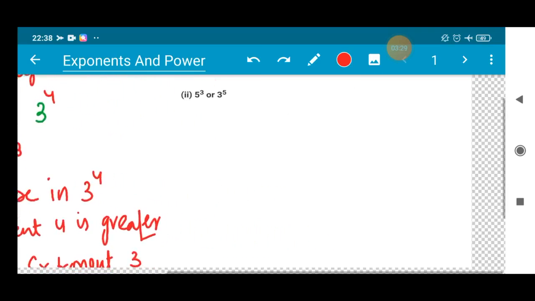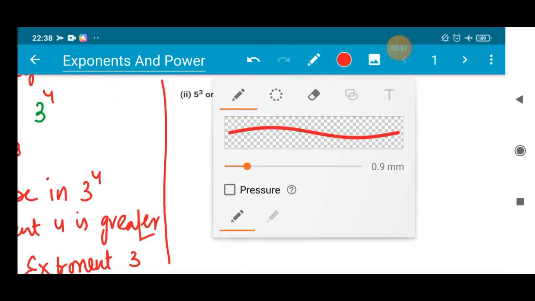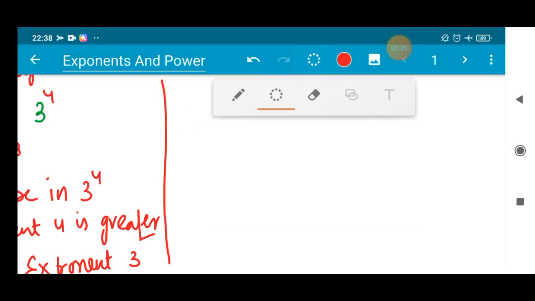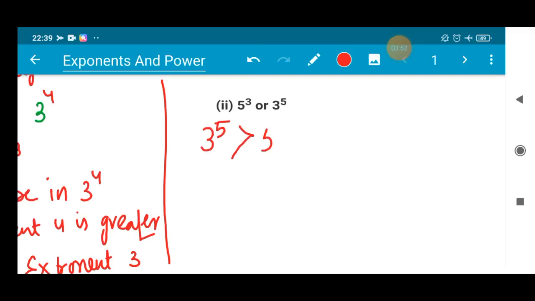Okay, so let us have a look at the next question also, that is number 2. 5 cube or 3 to the power 5. Here you can easily detect that comparing the two, the exponent 5 is greater, so hence we can write that 3 to the power 5 is greater than 5 cube instead of multiplying and all.